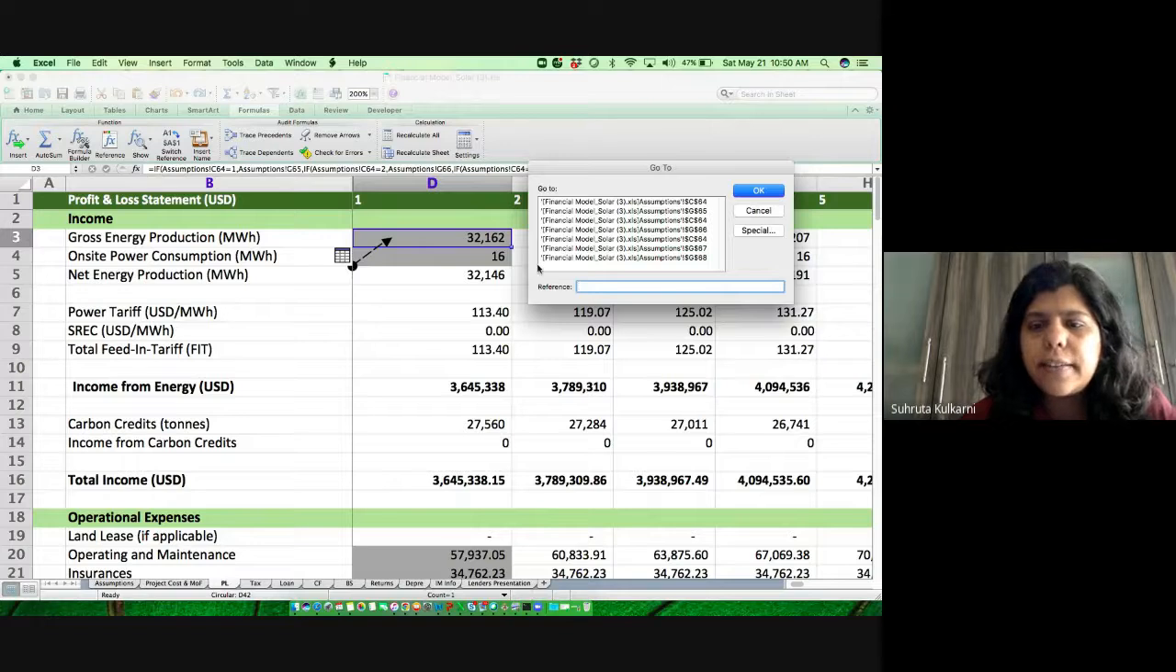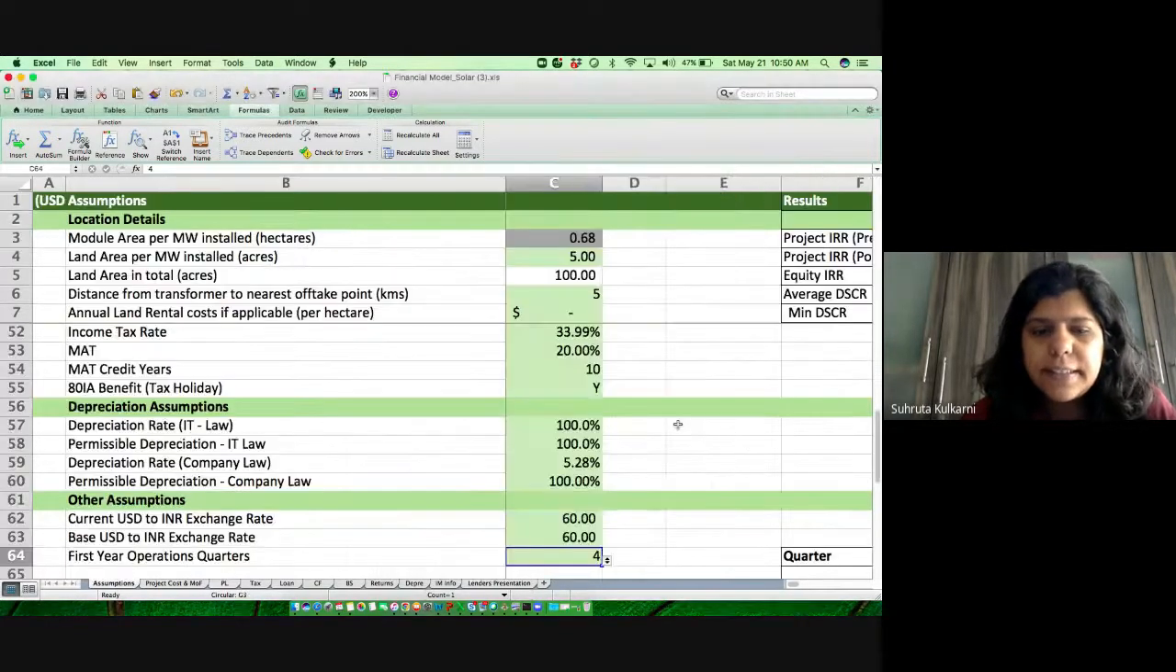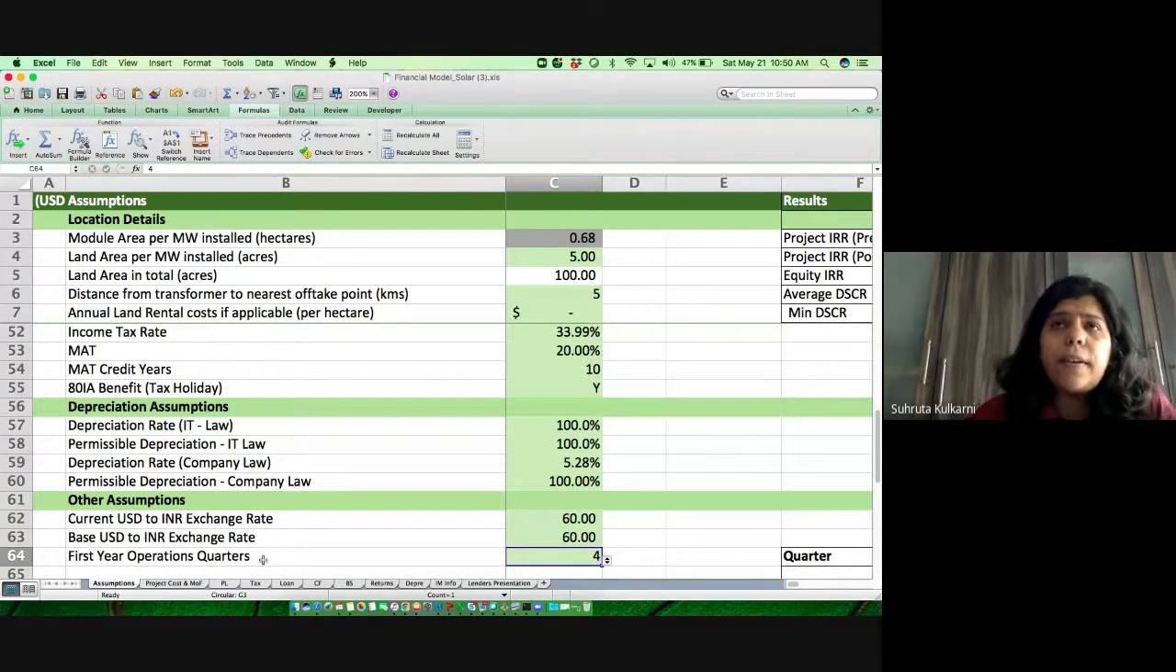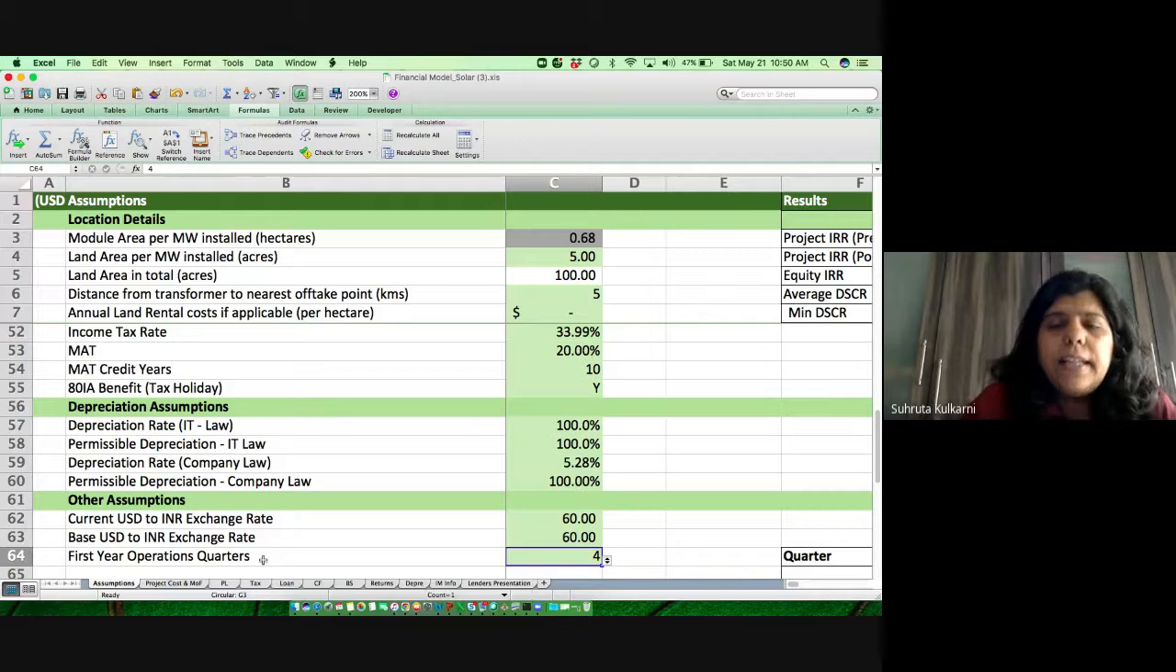So where are the assumptions coming from? What is C64? C64 is the first year of operation, and this is again specific to solar, and also specific to when my project is starting. This financial model is built as per the financial year, April to March.